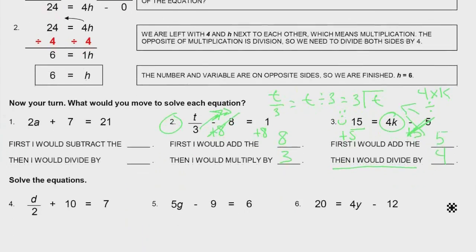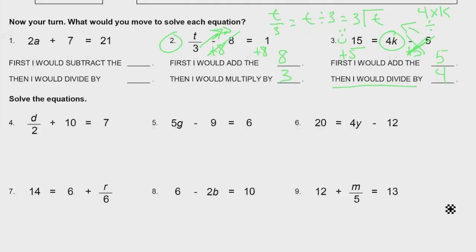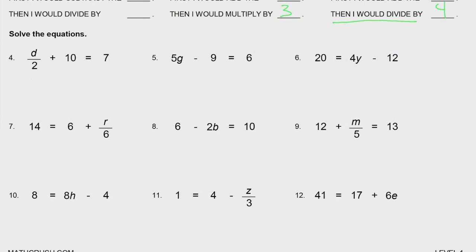Let's scoot down to the rest of the worksheet. Problems 4 through 12, it says solve the equations. So we're looking at problem 4. Let me change the color to a nice little blue. We have d over 2, or d divided by 2, plus 10. So we know this side is not happy because we have variable and numbers next to each other. We have the 7 over here by himself, and we know he's happy because he has no variables.